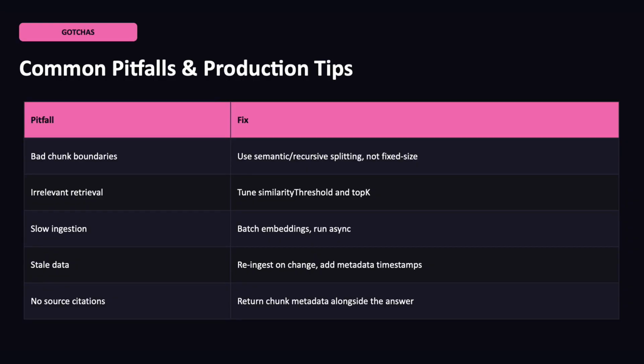Now the common pitfalls and production tips, these are the 5 things that separate I got a RAG working on my laptop from we shipped RAG to customers. Bad chunking, like we talked about with the hospital example. Irrelevant retrieval, that's what happens when a support bot confidently answers a billing question using a chunk about a completely different product. Tuning top K and similarity threshold is how you fix that.